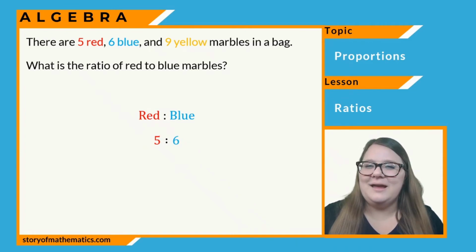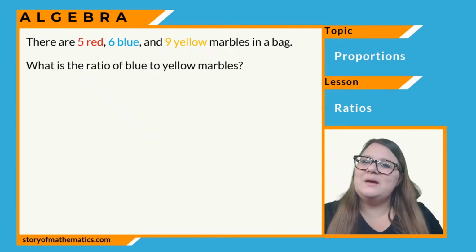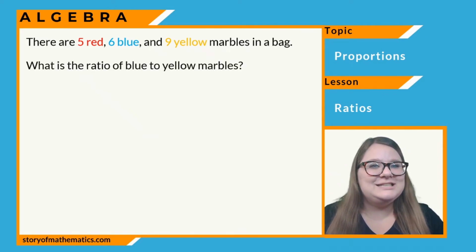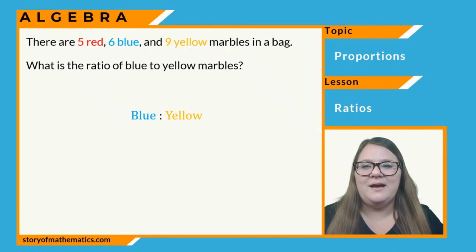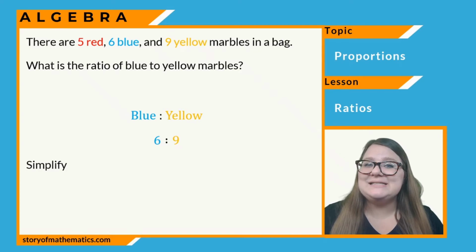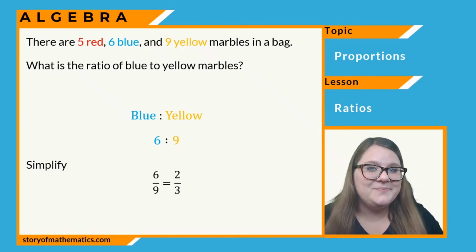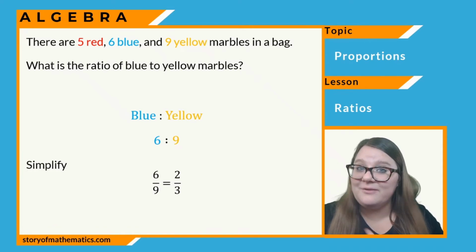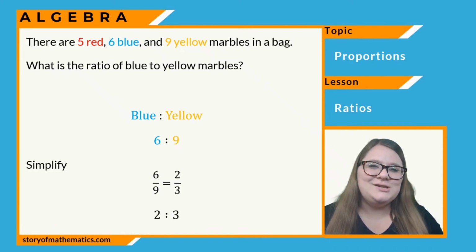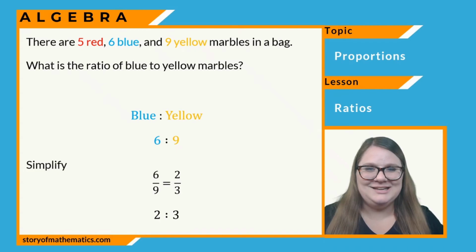All right, let's try another one. In this one, we want to find the ratio of blue to yellow marbles. So I have blue is 6 and yellow is 9. So it's 6 to 9. But you can actually simplify this because you can think of it as 6 over 9, which is the same thing as 2 over 3. So since we can simplify it in fraction form, we can write the ratio as 2 to 3.